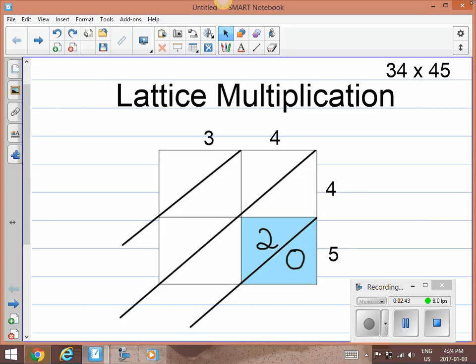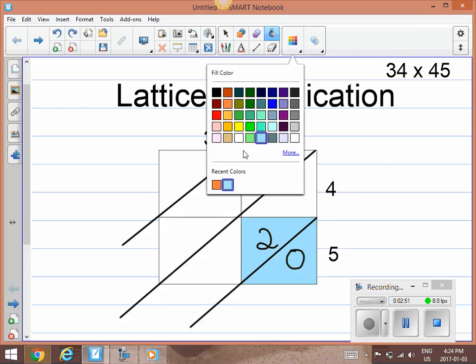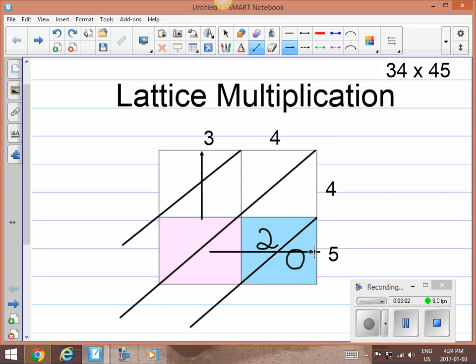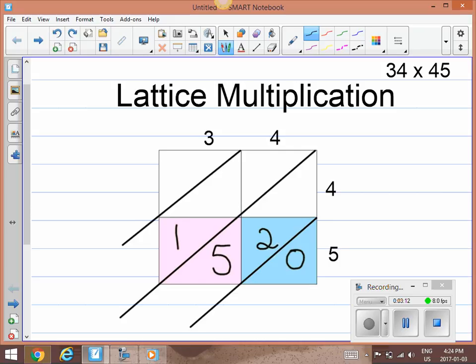So 0 ones and 2 tens. We're going to go to the next one. Like I said, it doesn't really matter which one to go to next. So I'm going to highlight another one for us. Let's try this one. As we said before, we're going to look up and across. So we have 3 times 5, which is 15. So 1 ten and 5 ones.